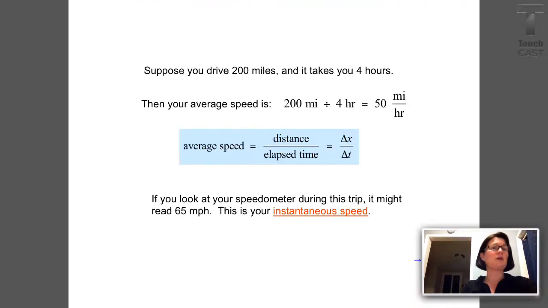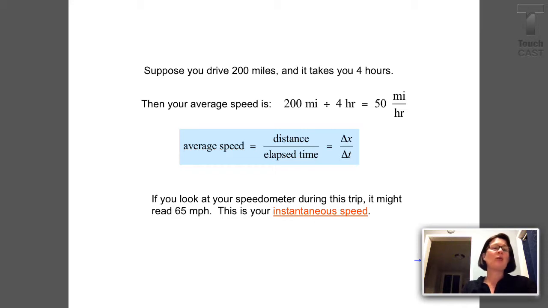We said if we drove 200 miles and it took us 4 hours, we could compute our average speed for the trip. So 200 miles divided by 4 hours makes 50 miles per hour. That could help us with our planning, but it doesn't help us to figure out much about how fast we were going at any point on the trip.